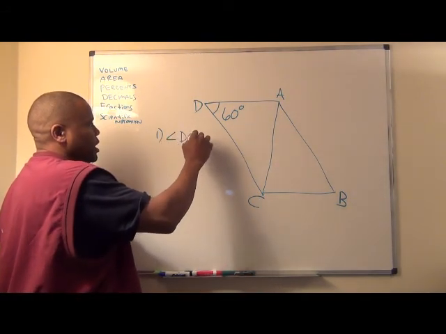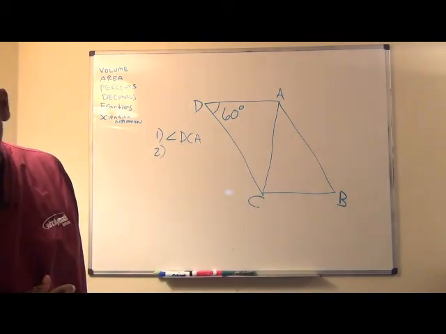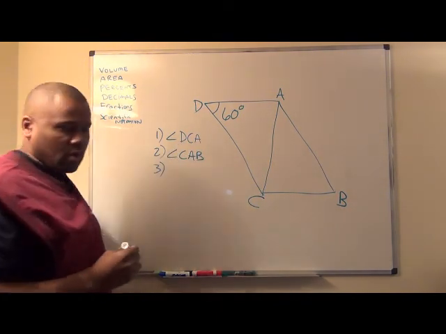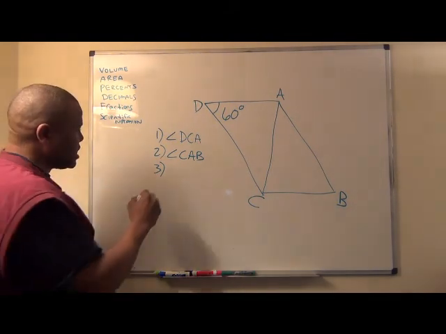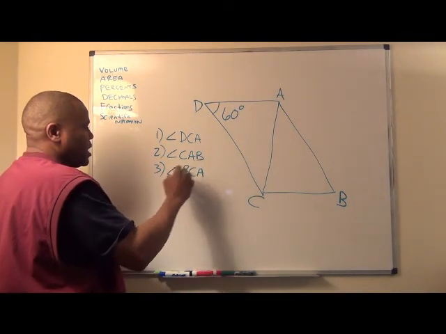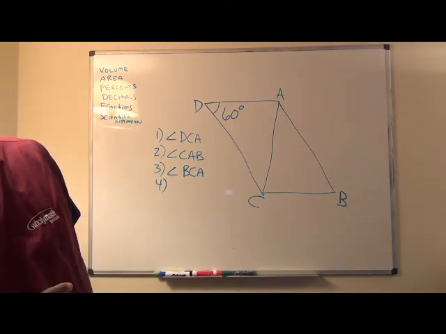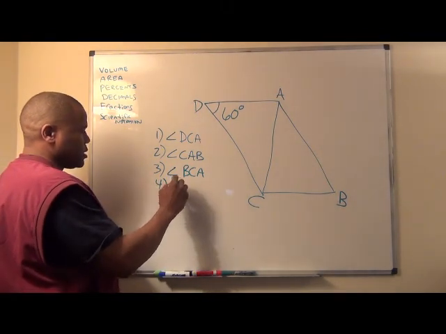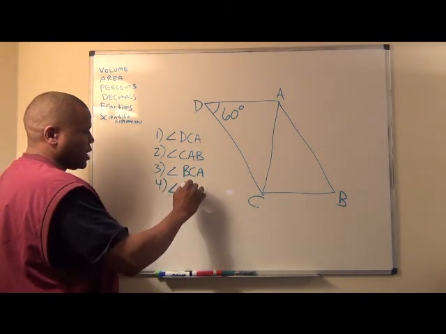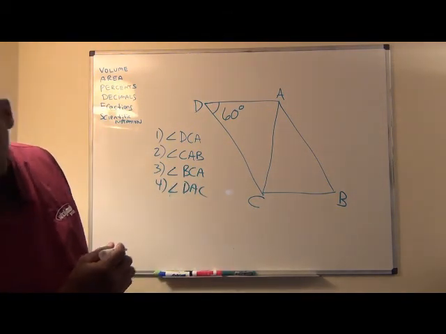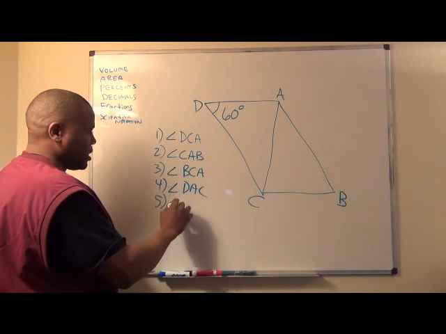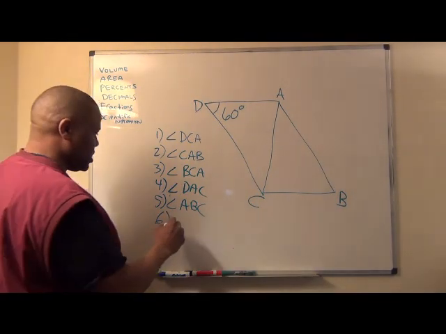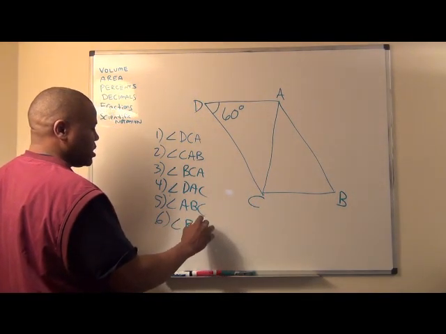Angle DCA. The second angle that I need to figure out is angle CAB. The third angle that I need to figure out is angle BCA. The fourth angle that I need to figure out is angle DAC. And then angle ABC, and then last but not least, angle BCD.